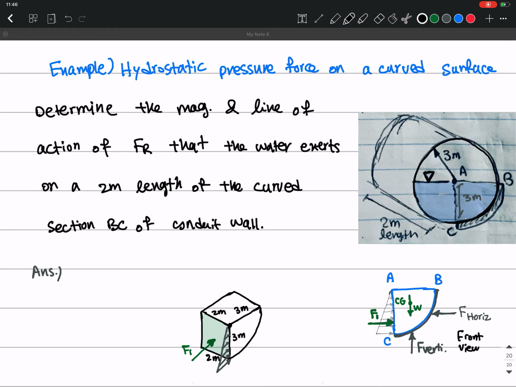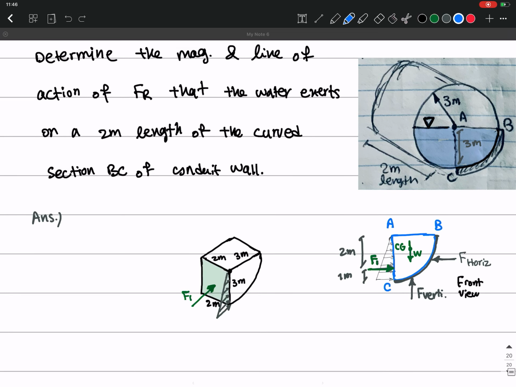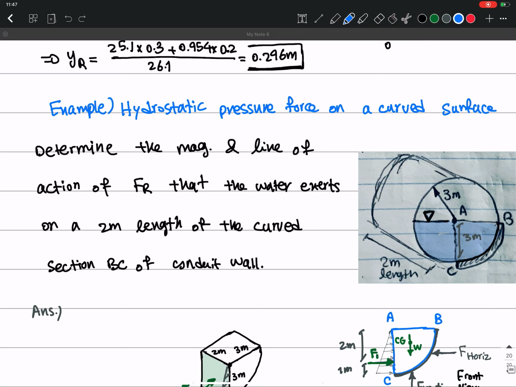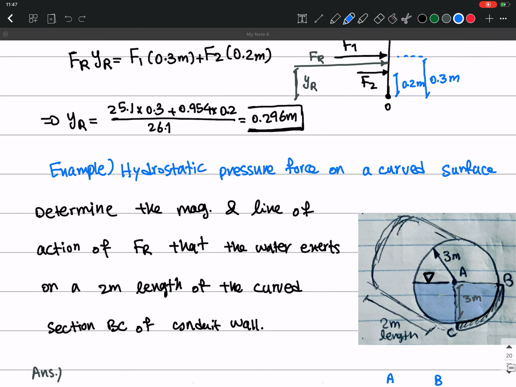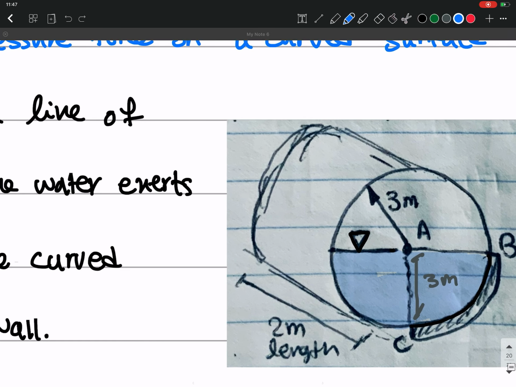a water channel, which is this circle, and then half of it is filled with some water, and we wanted to calculate the force that is exerted on this side of the channel, right? This BC section of the channel. Okay, so this is what we are trying to do.